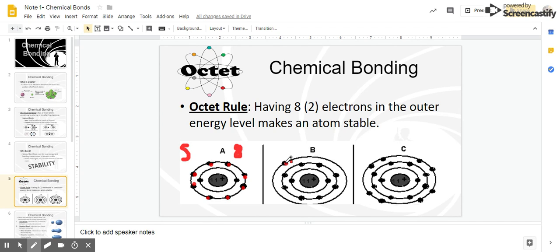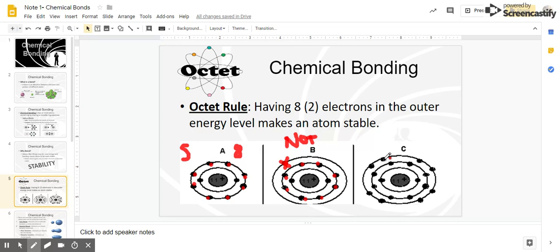Let's look at atom B. Atom B only has 1 electron in its outermost ring. So it is not stable. So it would want to form a bond to become stable. In most cases, it will lose this electron, give it away to another atom, and now it will have 1, 2, 3, 4, 5, 6, 7, 8 in its outermost ring. Then it would be stable. But right now, with that 1 in the outermost ring, it is not.